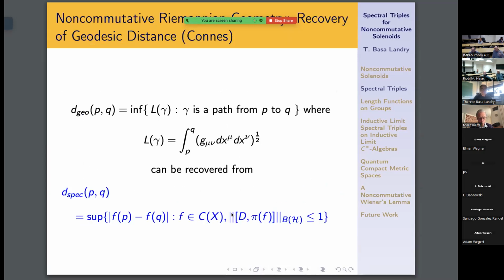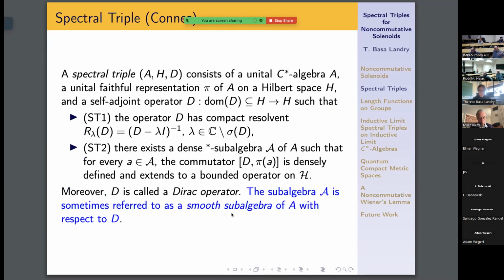So you don't assume this order one condition, nor reality, nothing. This is a naked spectral triple. I haven't worked with more complicated spectral triples yet, but hopefully maybe in my career at some point I will have the chance to develop that.